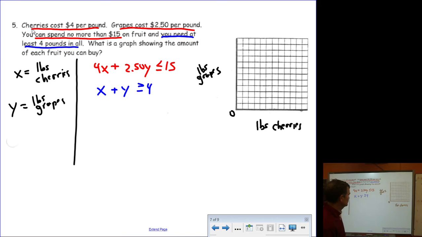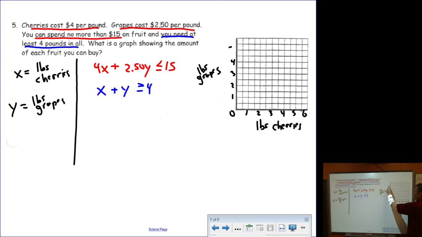I think the best way to number this is going to be to spread out my numbers. I'm going to go by halves. So every other line will be 1. And I can do that on both axes, I think. There we go. All right, so let's do the x first.